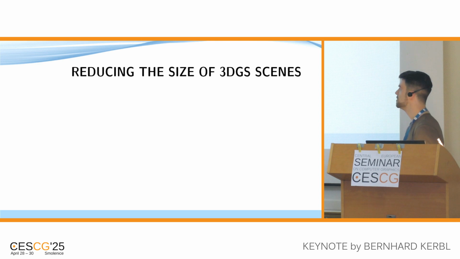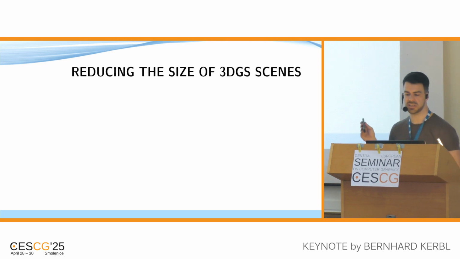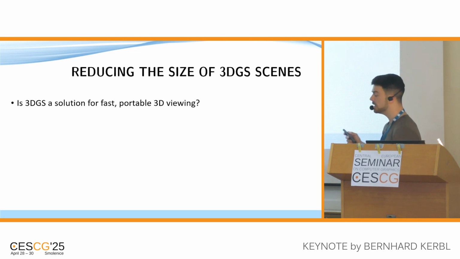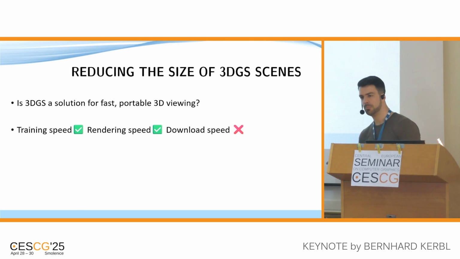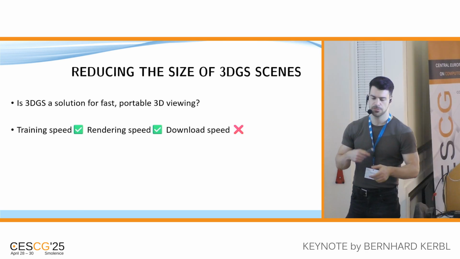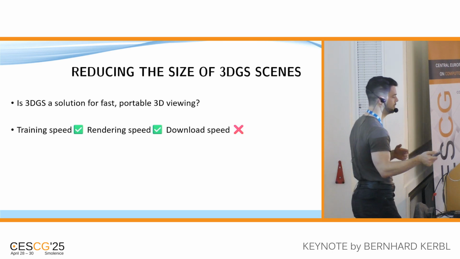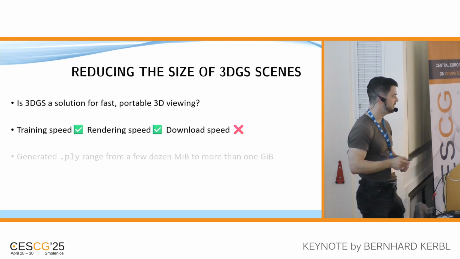Now, what about reducing the size of the 3D Gaussian splatting scenes? Because that's the one part of 3D Gaussian splatting scenes that is quite unattractive initially, right? 3D Gaussian splatting viewing is not yet fast and portable because we have decent training speeds, we have decent rendering speeds, but if you look at the data sets and you say, for instance, I have stored my data on my local hard drive or somewhere on a server, downloading or fetching that data is not that fast.